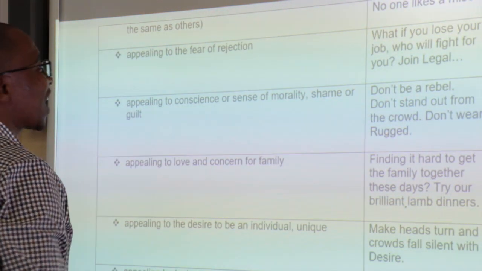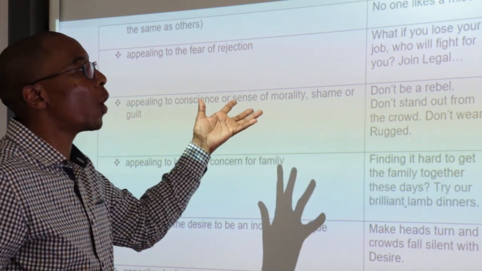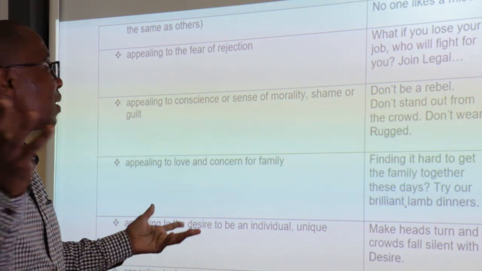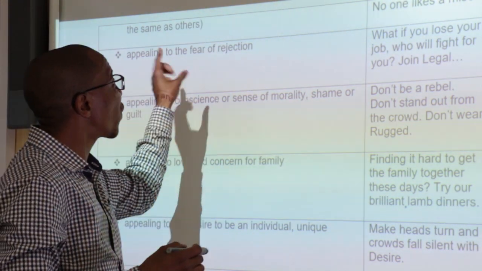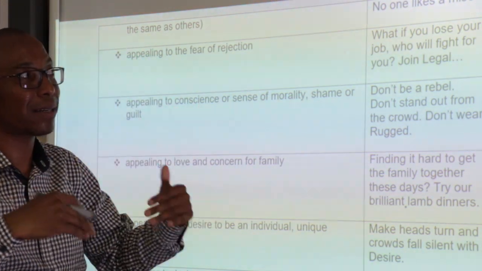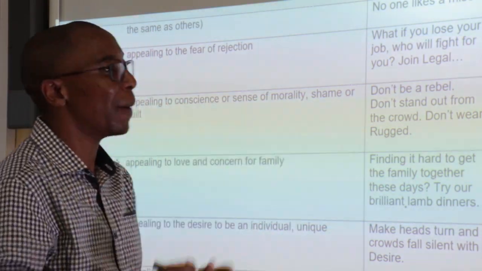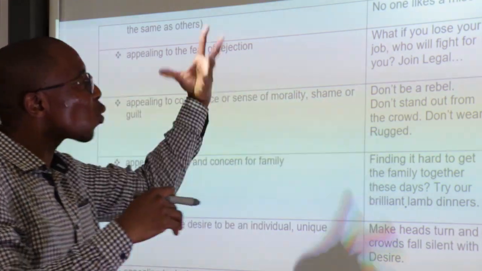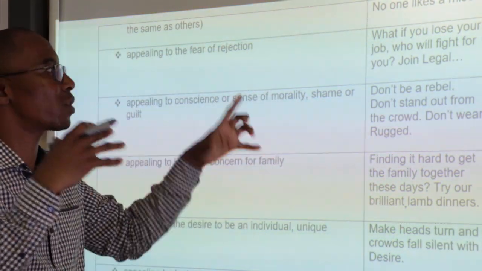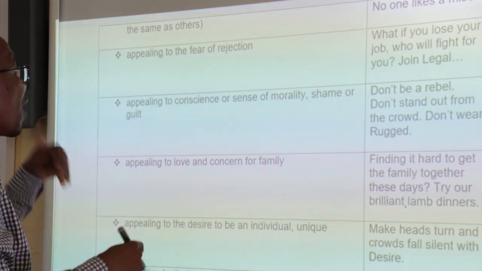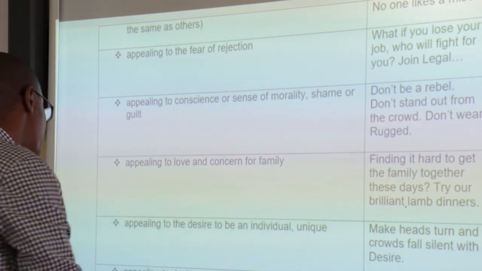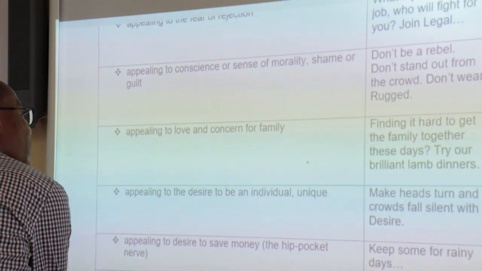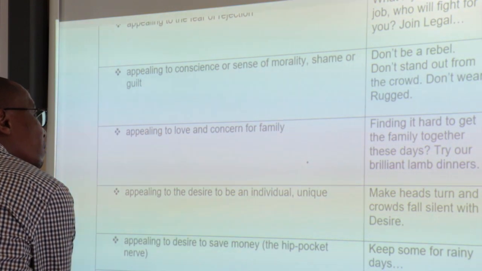Appealing to the fear of rejection. What if you lose your job? Who will fight for you? Join Legal, you see? So because you are afraid of rejection, that your boss might say, you know what, I've had enough of you, bye-bye, then you say, you know what, I think I need to join them. So that's why they'll use such phrases, because they know that some of the people are really experiencing these thoughts. Appealing to conscience or sense of morality or shame, don't be a rebel, and so on.